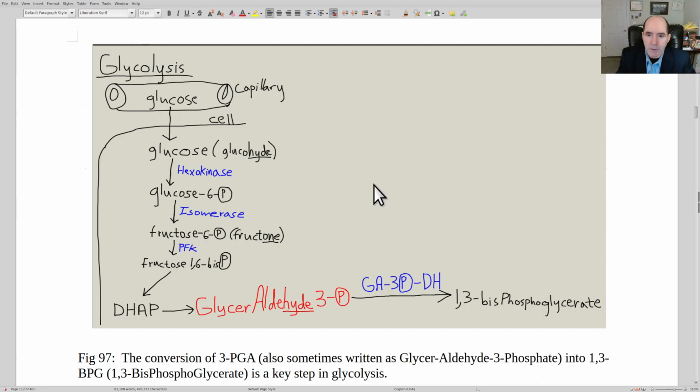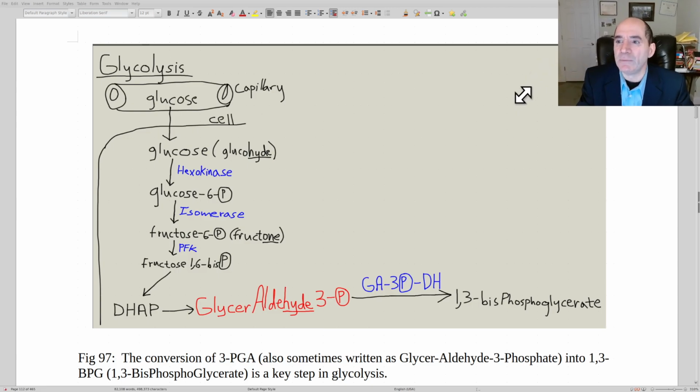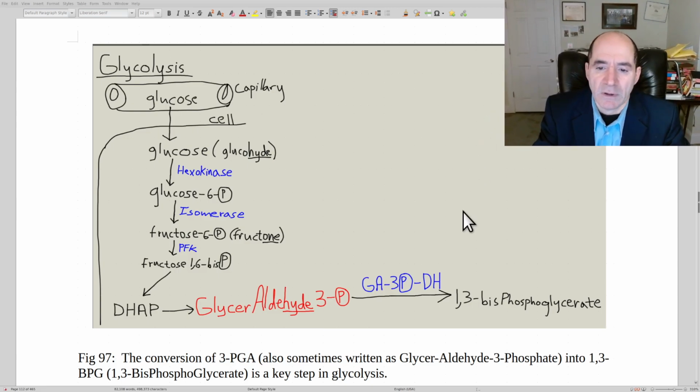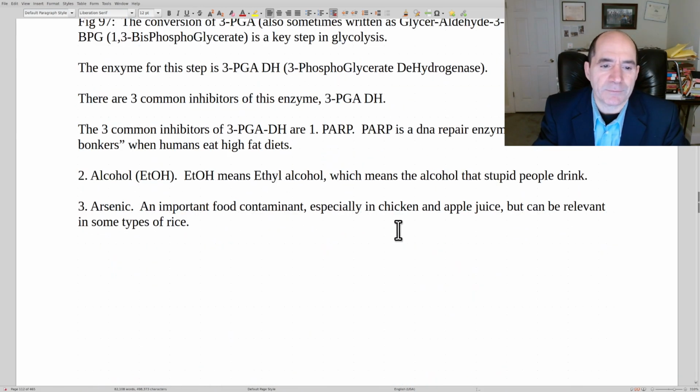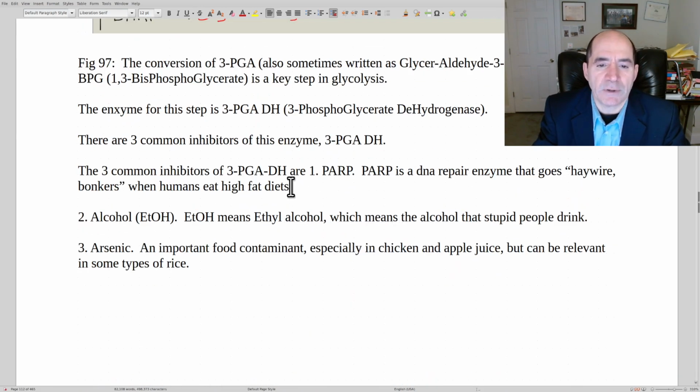Okay, so with this picture, what I'm doing is giving you the background that you're going to need to be able to understand the more interesting stuff. So again, you've got glyceraldehyde, and like I said, we usually call it 3-PGA. And that normally would go to the next intermediate in the glycolysis cycle. Things that also inhibit 3-PGA dehydrogenase? Well, PARP is a big one. I'll explain to you what PARP means in just a little bit. It's a DNA repair enzyme that basically goes haywire, bonkers, a disaster in diabetes.